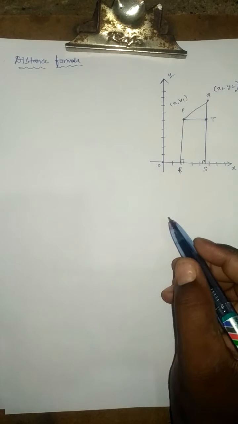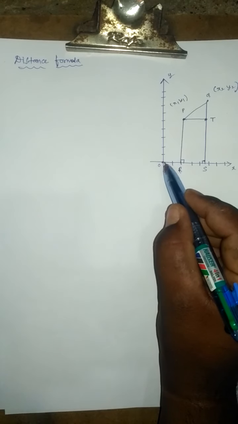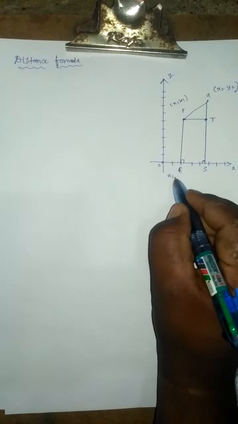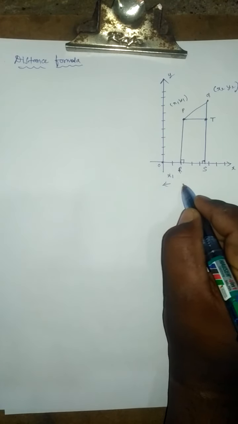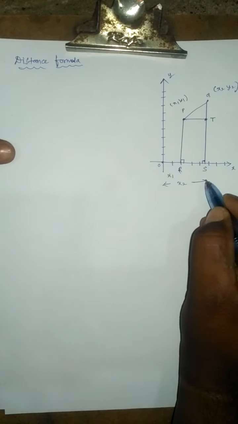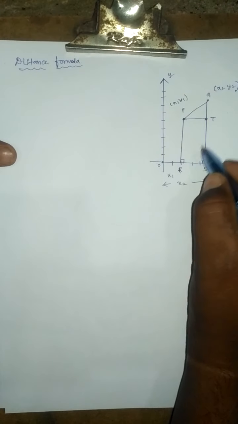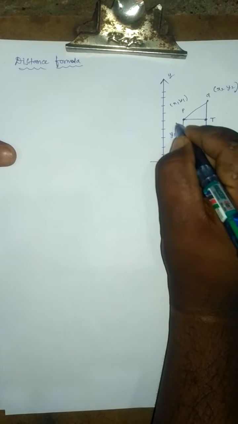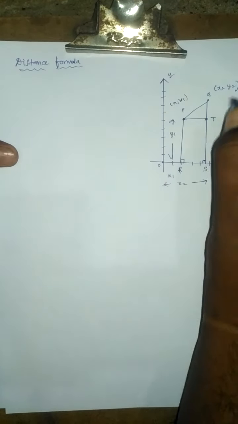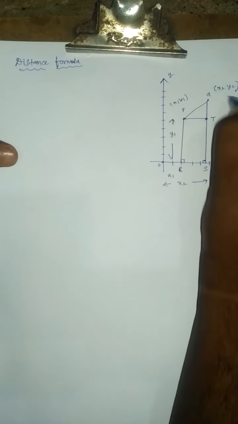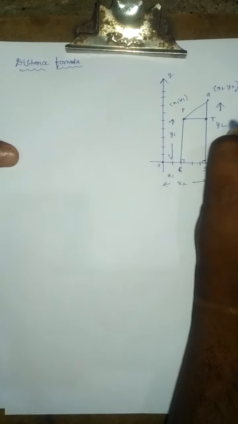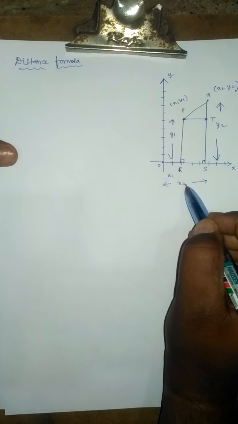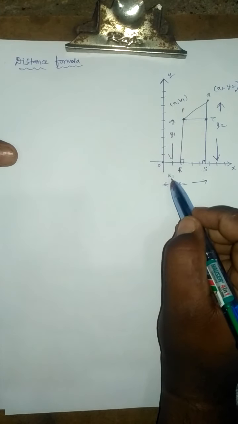Now we have to write the measurements. From origin to R, the distance is x1. From origin to S, the distance is x2. Right? From R to P, the distance is y1. From S to Q, the distance is y2. So origin to S is x2, origin to R is x1.